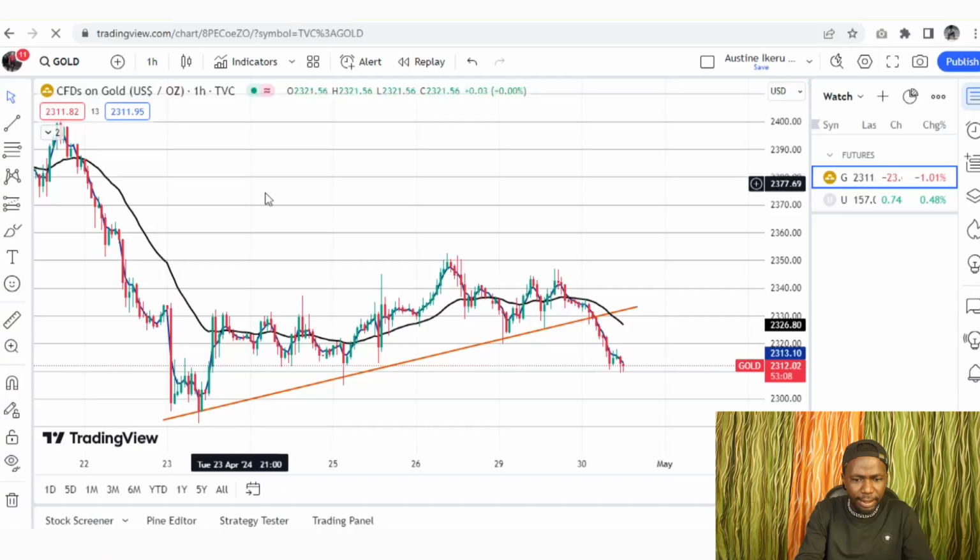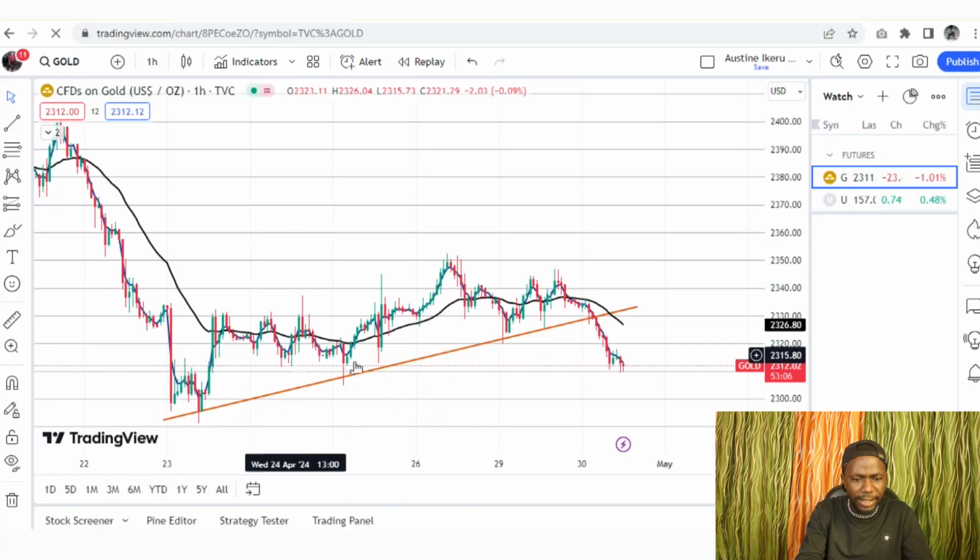Don't forget to backtest this strategy on your demo account. Make sure you backtest it thoroughly on a demo account, right? And if you are comfortable that the strategy is working, you can now implement it on a real account. Now before that, let me show you a live chart for you to understand the power of trendline breakout, right?